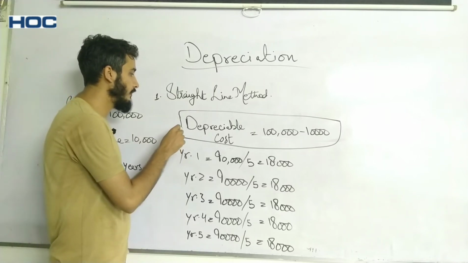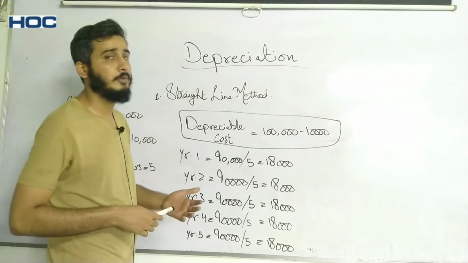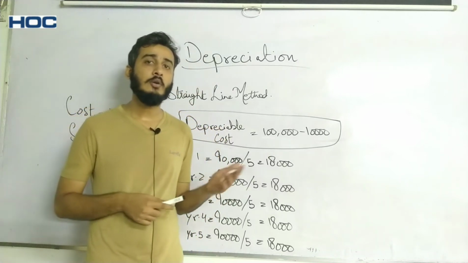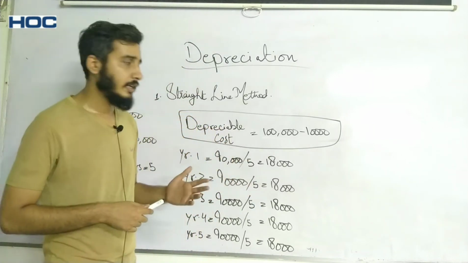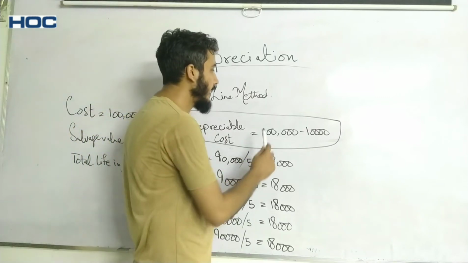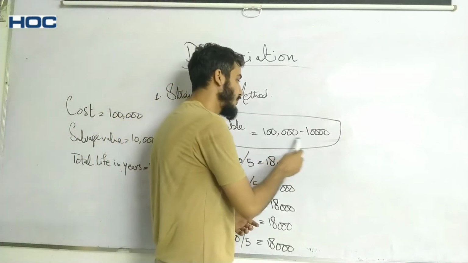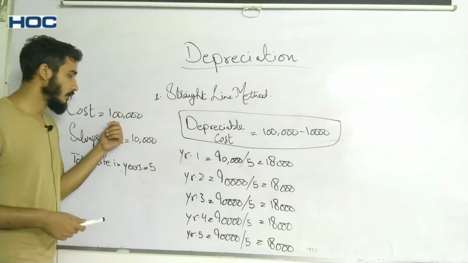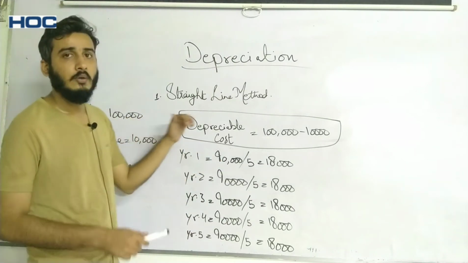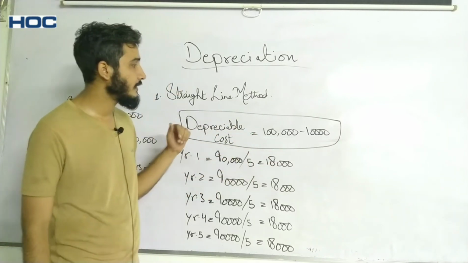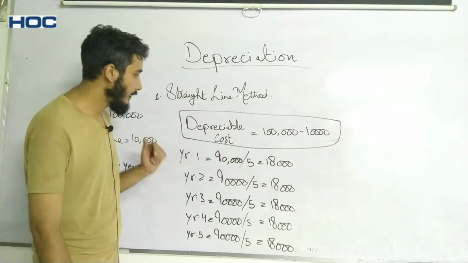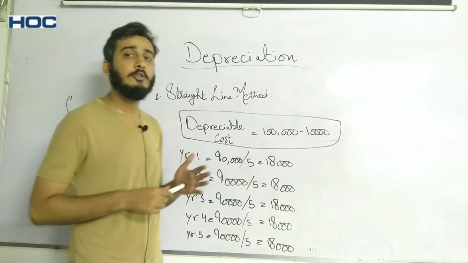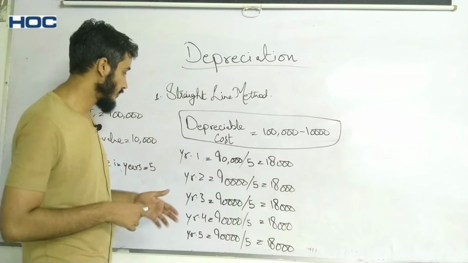Another item we need is depreciable cost. Now, what is depreciable cost? This means the cost which is to be depreciated throughout the whole useful life of an asset. To get the depreciable cost, it is cost minus salvage value. So if we deduct salvage value from the cost, we will get the depreciable cost, which is 90,000. Then we are able to solve it, and we are able to get depreciation from this.